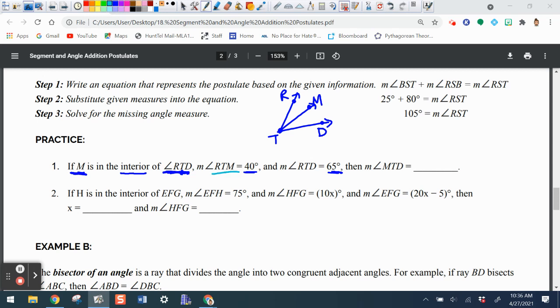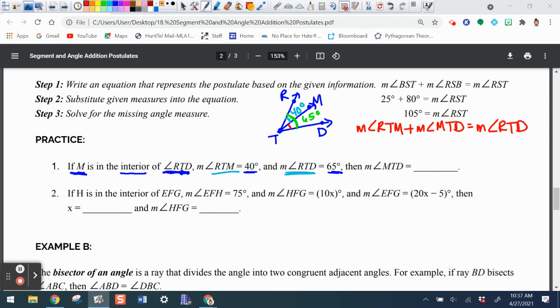So if the measure of angle RTM is 40 degrees, I'm just going to simply put that here. RTM is 40 degrees, clearly not to scale. And the measure of angle RTD is 65 degrees. So the larger angle is 65 degrees, and we want to know the measure of MTD, this portion right here. Well, the formal equation is the measure of angle RTM, that portion, plus the measure of angle MTD. Those two smaller angles combined create the original angle we began with, angle RTD.